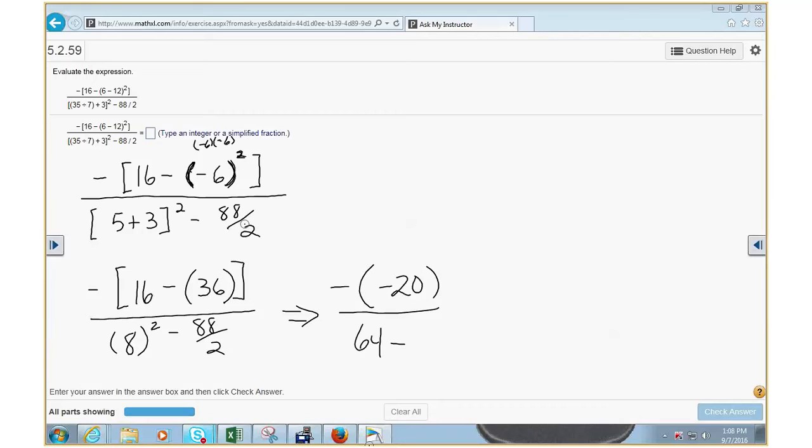And what is 44? And what's -1 times -20? Over 20 is what? No.